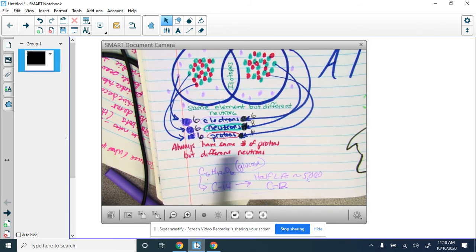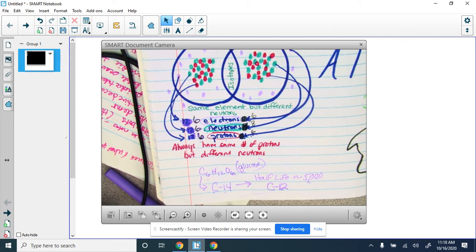So why is that important? That tells us, it gives us the ability to identify how old a fossil is, or how long ago something was alive on the planet. So we would take a sample of the fossil, for example, and see how much C14 there is and how much C12 there is. We know what the half-life of C14 is, and we'd be able to say, okay, so it was alive this many years ago.